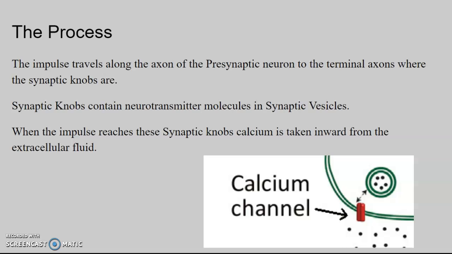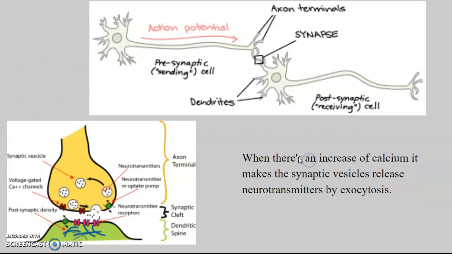So the impulse travels from the axon of the presynaptic neuron to the axon terminal, where we have what are called the synaptic knobs. Here, when the impulse gets to the knobs, this opens calcium channels, in which the cell receives even more calcium.